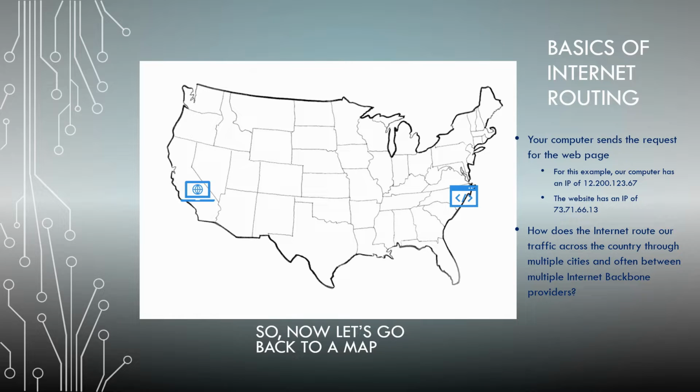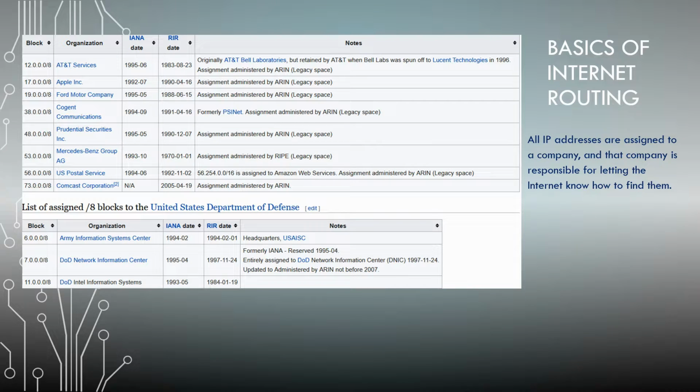So now, let's go back to the map. Your computer sends a request, okay? From this example, we're going to call the computer in California 12.200.123.67. And we're going to call the one you're requesting from 73.71.66.13. Okay, those seem kind of random, but they'll serve a point here. All right. Now, if we look, the one that you're trying to connect to, 73.71.66.13, let's look at the leftmost number, 73. And we can see that that IP address is part of the Comcast network because Comcast owns everything that starts with a 73.